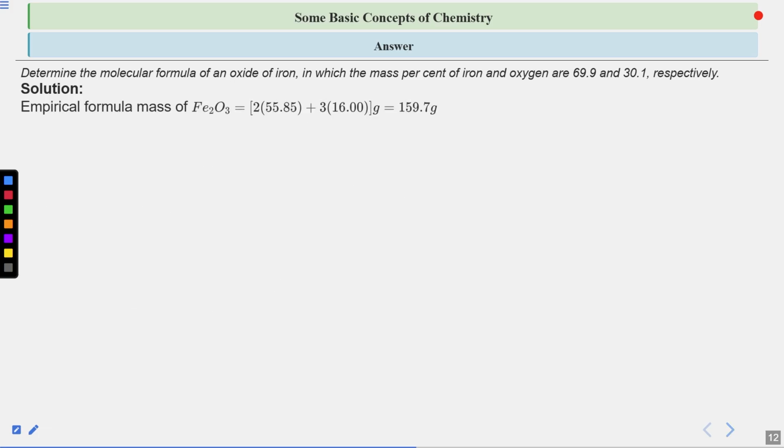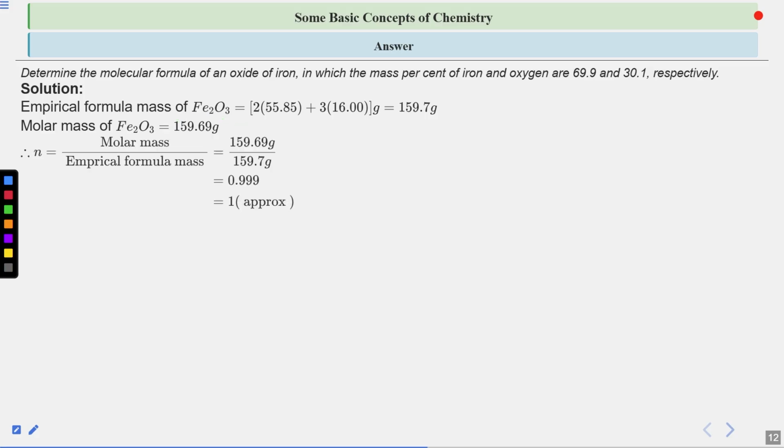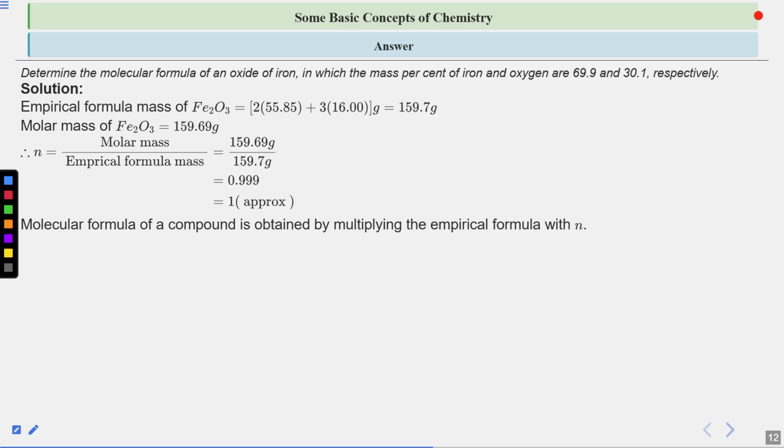Now, if you calculate this, you will get the empirical formula mass as 159.7. And the molar mass of Fe2O3 will be given in your question, of course. It is not given here, don't worry. This will always be given in your question. So it is 159.69. You can approximate it as 159.7. Therefore, the n factor, which was the second step, will be approximately 1. And hence, if you multiply 1 throughout this, you will get Fe2O3.